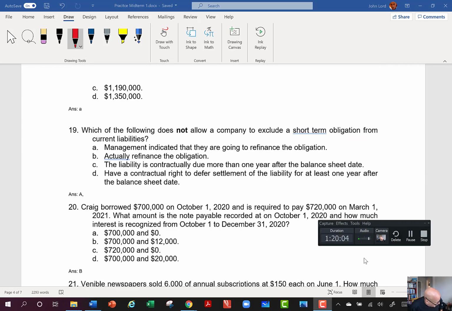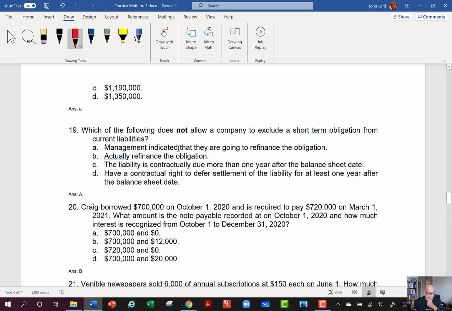Okay, let's go ahead and take a look now at this next one, number 19. Okay, so when we look at this one now, we say which of the following does not allow a company to exclude a short-term obligation from current liabilities? In other words, put it down into the long-term section.